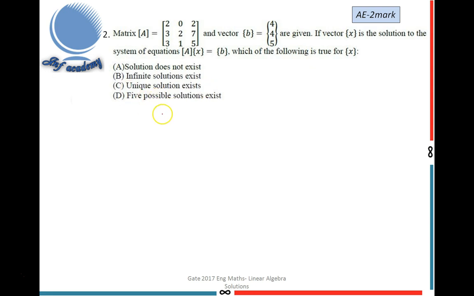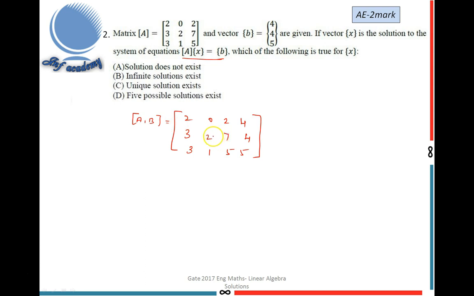First, this system is Ax equal to B. First, I write the augmented matrix A comma B. Combining A and B, we get the augmented matrix A comma B: 202, 4, 327, 4, 3, 1, 5, 5. This is the augmented matrix. Next step is to find the rank of A comma B.